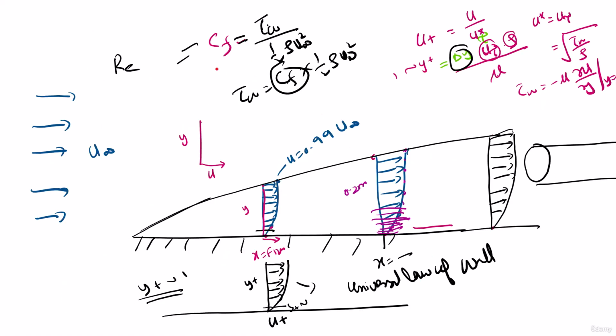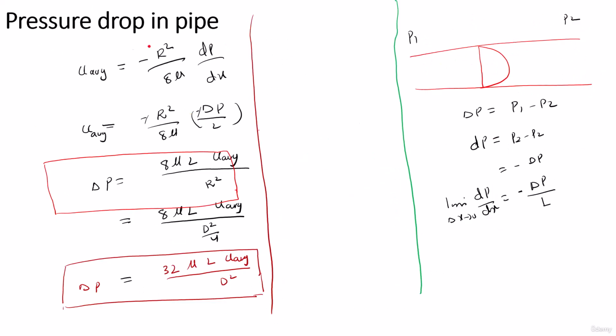Just a short note before we go into our main equation. The coefficient of friction is the wall shear divided by 1 upon 2 rho V square. Here the velocity for external flow is U infinity. For pipe flow, this will be the U average. Now the pressure drop.